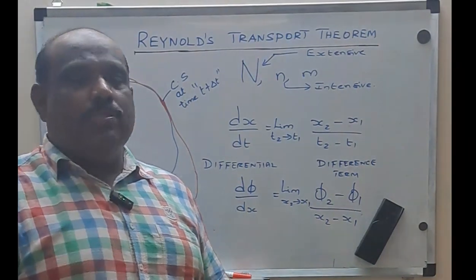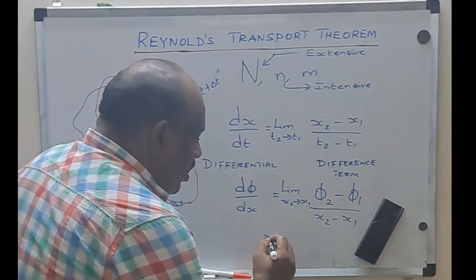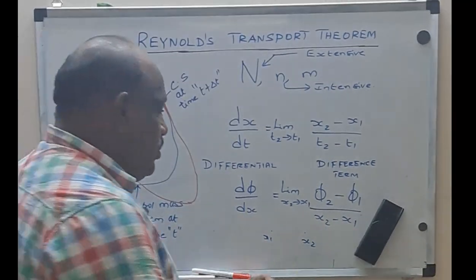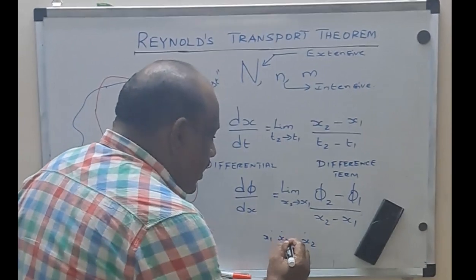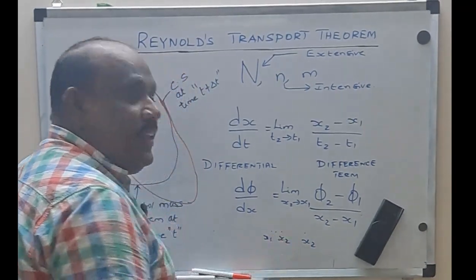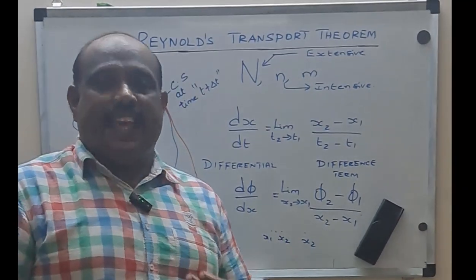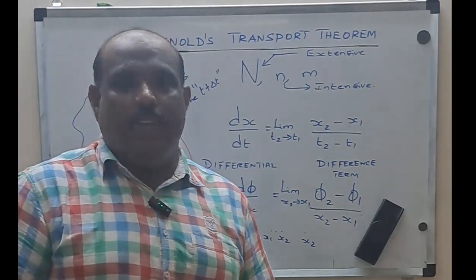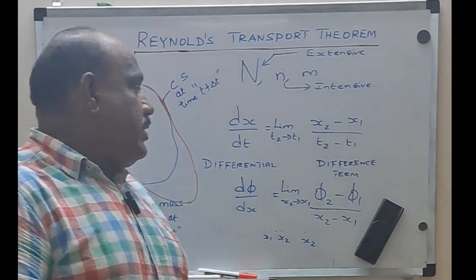Here, what is x1 and x2? This is the point x1, and this is the point x2. This point x2 should be much closer to x1. Instead of here, it is better to be here. So, as close as x2 is to x1, then both are almost equal. So now you know what the differential form is.